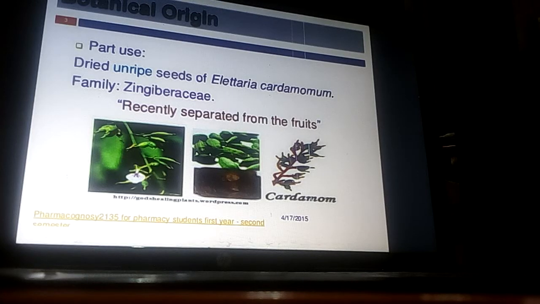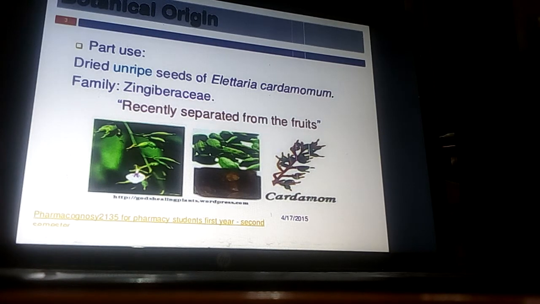Today we will discuss some other drugs from the topic Carminative. The name of the drug is cardamom, and its synonym is elaichi. Everyone knows elaichi. Now we are going to study the uses of elaichi, its biological source, and how it is cultivated and collected.